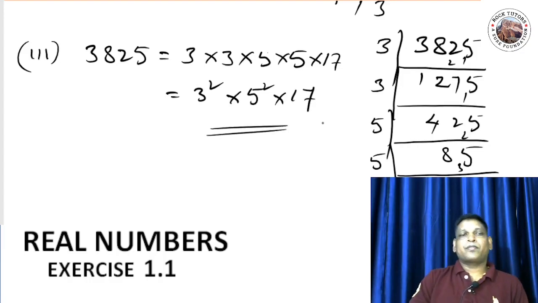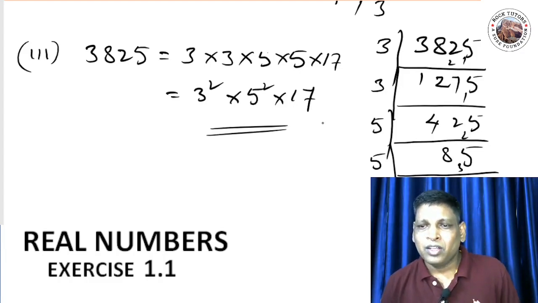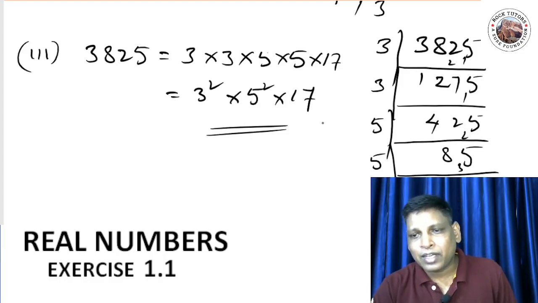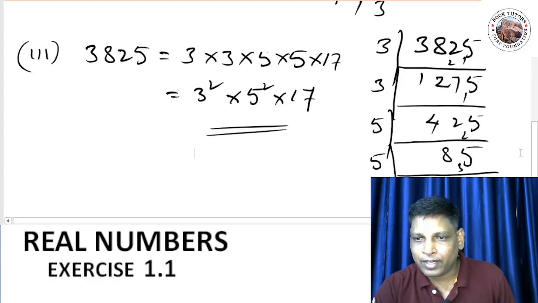This is the final answer. We can express this given number in the form of product of primes. We'll go for the second question. The remaining questions, please try and practice, and we'll go for the next question.